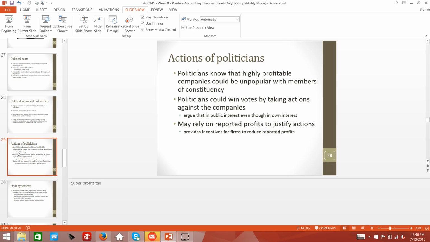Actions of politicians. Politicians know that highly profitable companies are often unpopular with members of constituencies, and politicians can win votes by taking action against the companies. And certain sides of politics, certain political parties might be more prevalent along this sort of theory as well. They may rely on reports of high profits to justify action. So you can see politicians coming out highly critical of companies which are making high profits and then sending many jobs overseas and offshore.